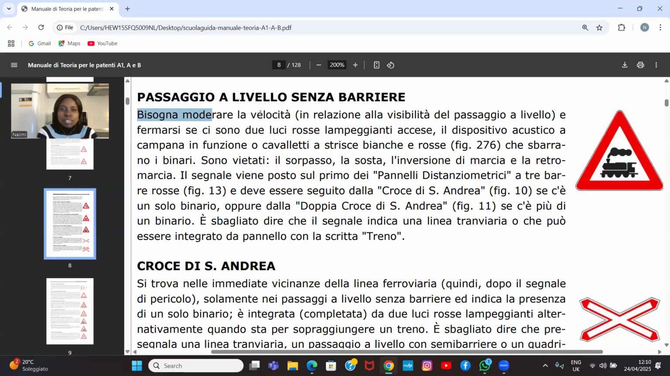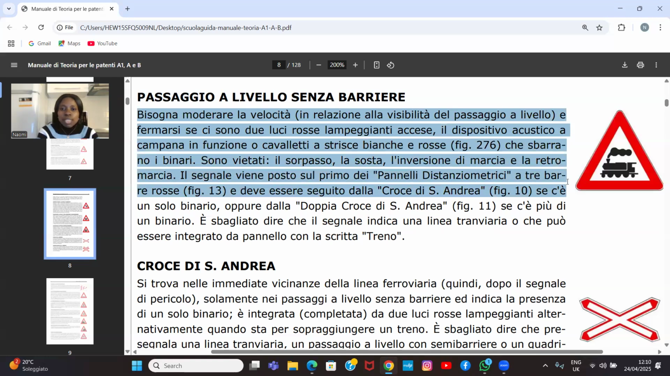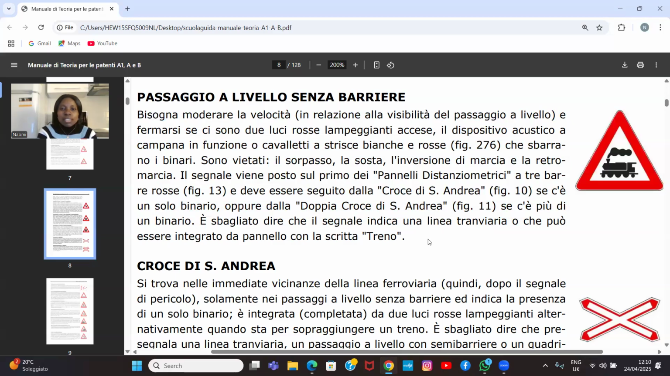of road. Remember that we have already treated passaggio a livello con barriere or semi-barriere. So the rules that are applicable to that very sign are also applicable to this one. But the only difference here is just that this one is senza barriere. That is, without a barrier.